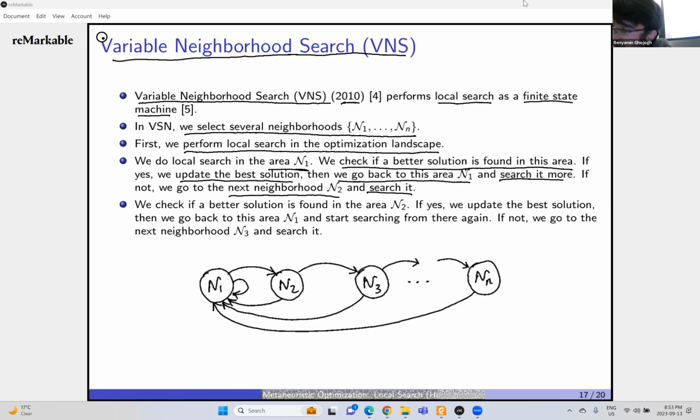Again, we check if a better solution is found in the area n2. If yes, if we find a better solution, we update the best solution, of course. Then we go back to n1 again, and we start searching from that area again. If not, we go to the next neighborhood, n3, and search it. And we do it until nn.